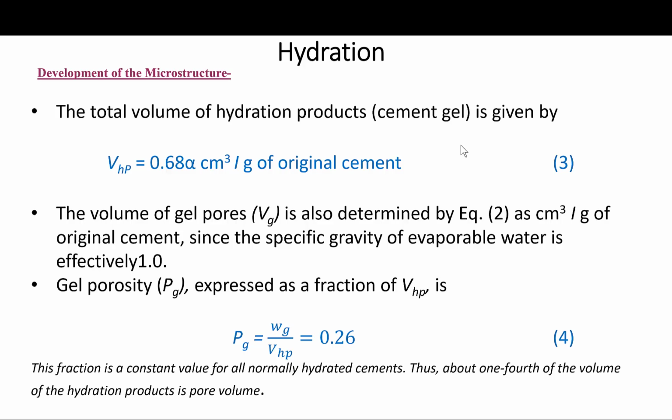The gel porosity, capital P sub G, expressed as a fraction of the volume of the hydration products, V sub HP, is given by equation number 4, which is P sub G equals W sub G divided by V sub HP, which equals 0.26. This fraction is a constant value for all normally hydrated cements. So about 1/4 of the volume of the hydration product is pore volume.